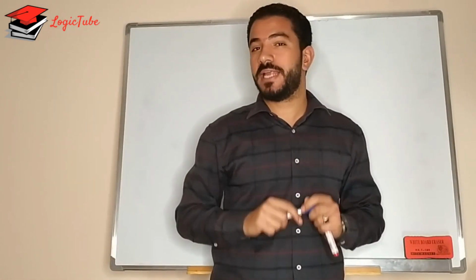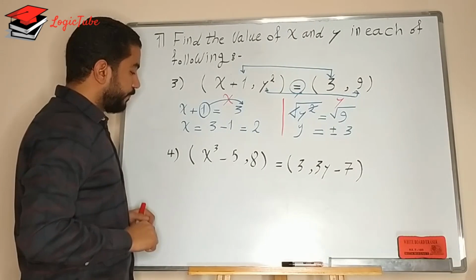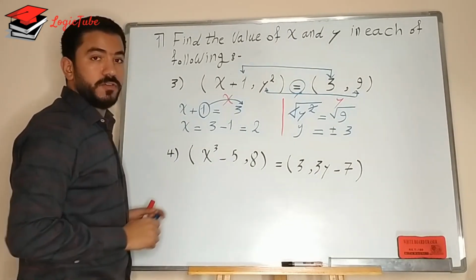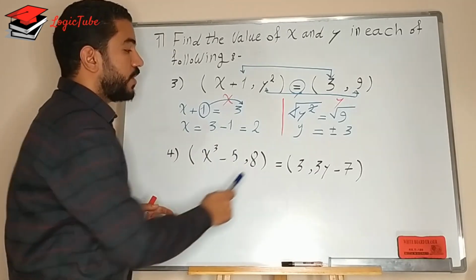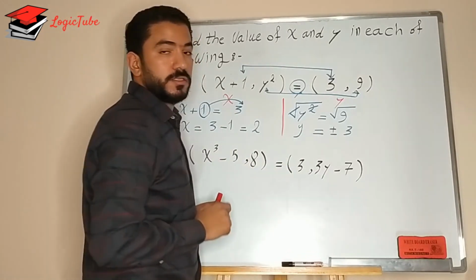Please stop the video now and try to solve this question. Here we go. Number 4. The ordered pair of x cubed minus 5 and 8 equals the ordered pair of 3 and 3y minus 7.